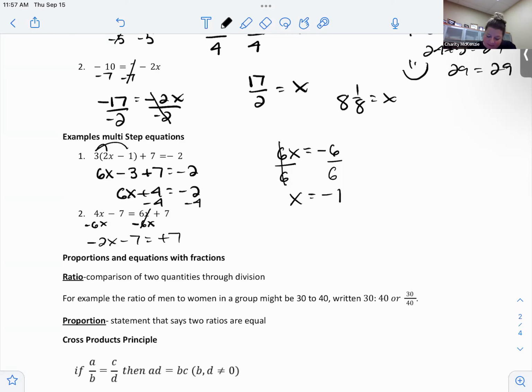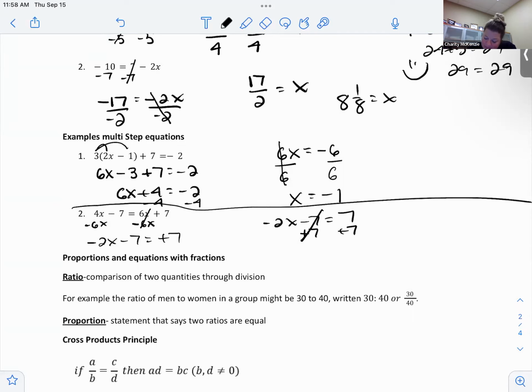Okay, so I'm here. So now I have negative 2x minus 7 equals 7. And I have to add the 7 over to the other side to get rid of it from here. So now I feel like I need a line right here. So now I have negative 2x equals 7 plus 7 is 14. Okay, I see times, so I'm going to divide to get the 1x. And I get 1x equals negative 7.